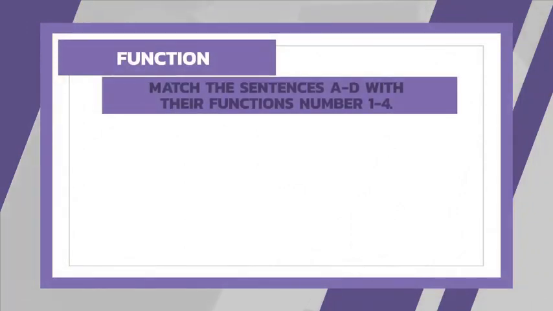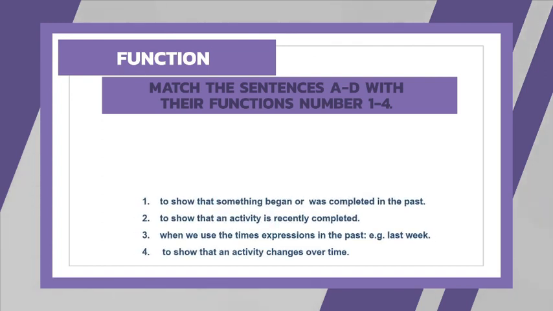Directions: match the sentences A to D with their functions, number 1 to 4. I will show you these functions from the last slide, right? To show that something began or was completed in the past. To show that an activity is recently completed. When we use time expressions in the past. To show that an activity changes over time. Okay, and I will show you 4 sentences.